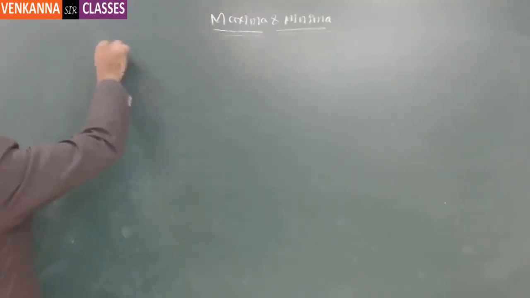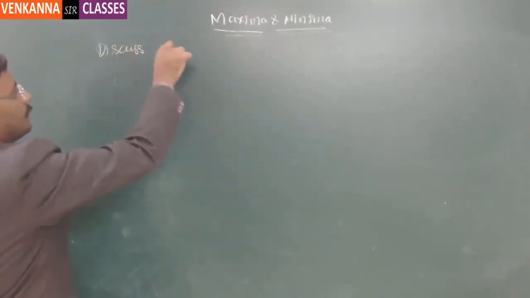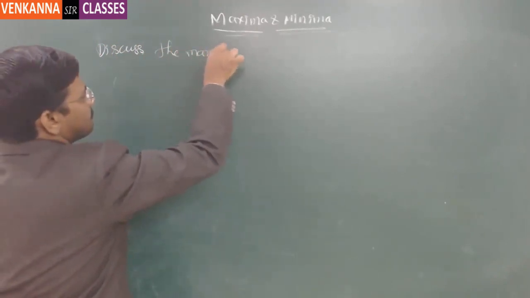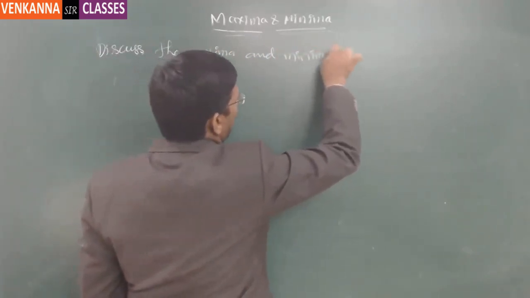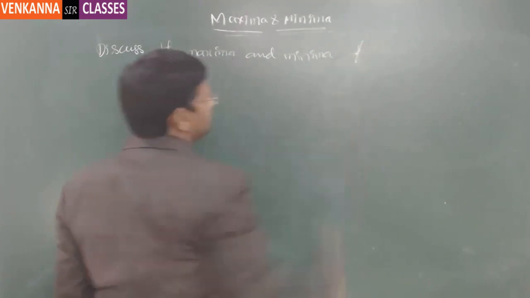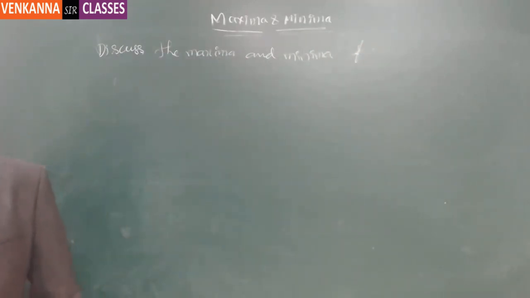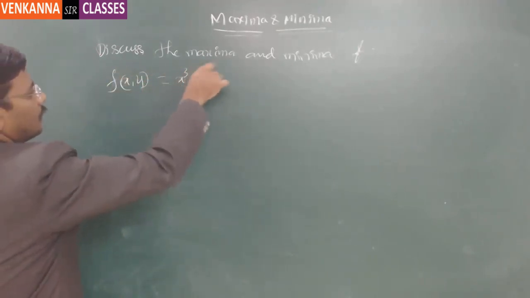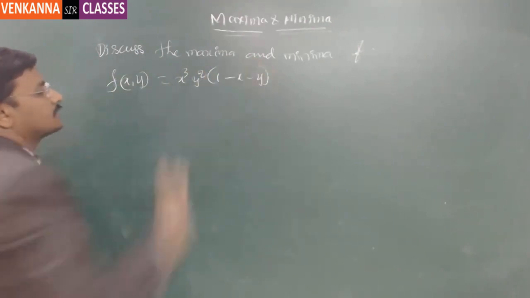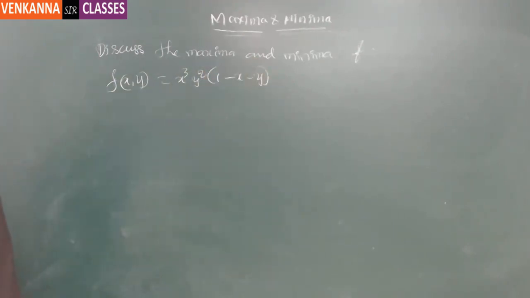Discuss the maxima and minima of f of x comma y is equal to x cube y square into 1 minus x minus y. This is the function. Can you check the extreme values for this first?